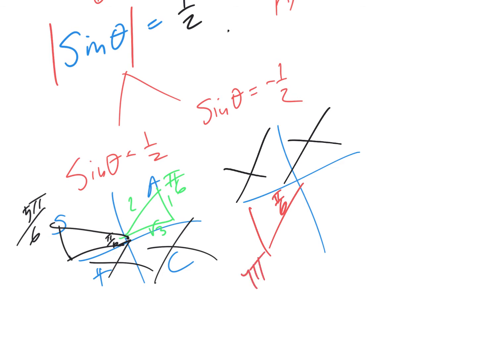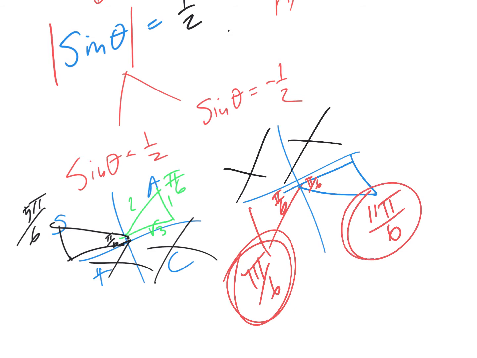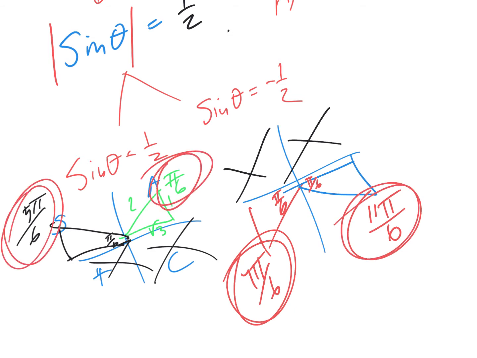7 pi over 6. And then the last one's going to be here. And that's got to also be a pi over 6 right there. So then this is a whole bunch of pi over 6's. 12 minus 1, 11 pi over 6. 7, 11, 5, and 1 pi over 6. There are my 4 answers. Raise your hand if you had all 4.